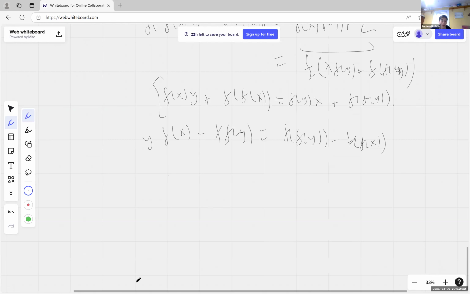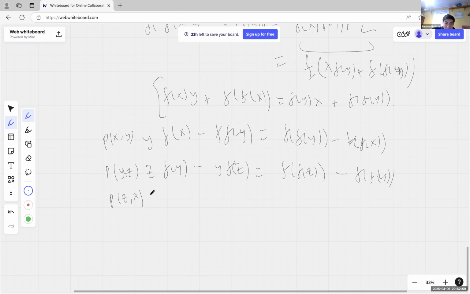Now, what you do to show this is by subbing in three different variables cyclically. So this is like P of x comma y. If we do P of y comma z, we get z f of y minus y f of z is equal to f of z minus f of y. And P of z comma x gives us x f of z minus z f of x is equal to f of x minus f of z.